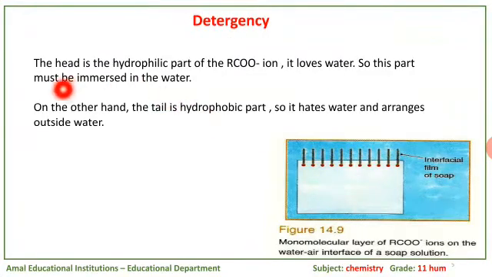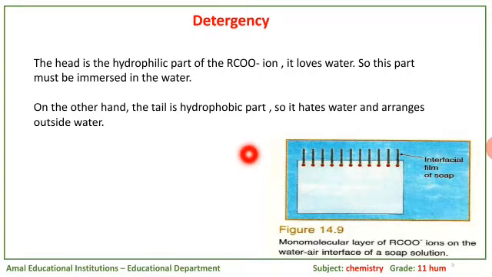Detergency. The head is the hydrophilic part of the RCOO- ion or carboxylate ions. It loves water, so this part must be immersed in water. As you see here in this document, this is water. This is the soap and it is represented in this way. As you see here, the head is oriented toward water since it is hydrophilic. It loves water, so it will be oriented toward water.